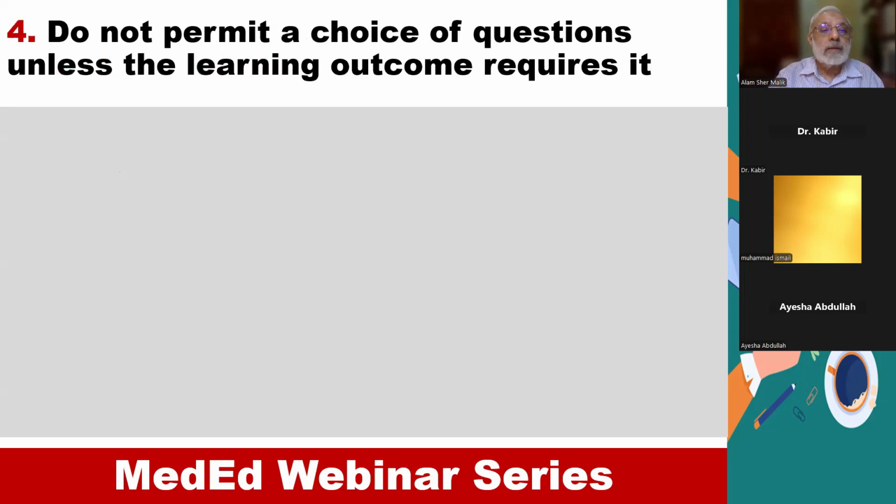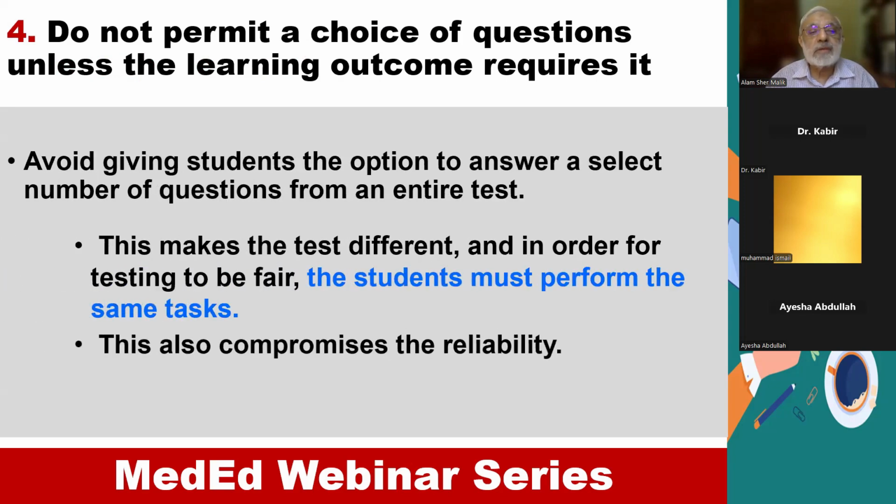Fourth, do not permit choice of question unless the learning outcome requires it. So avoid giving students the option to answer a select number of questions from an entire list. I'm not sure whether this is still happening, but when we were in medical schools, let's say the paper would have 5 questions and we could choose any 4. So the recommendation is that this kind of choice should not be there.